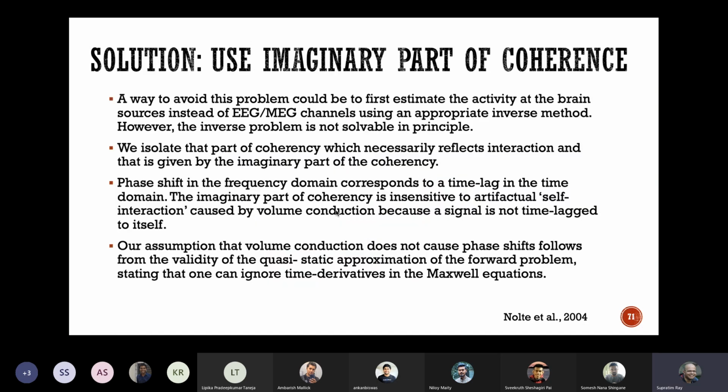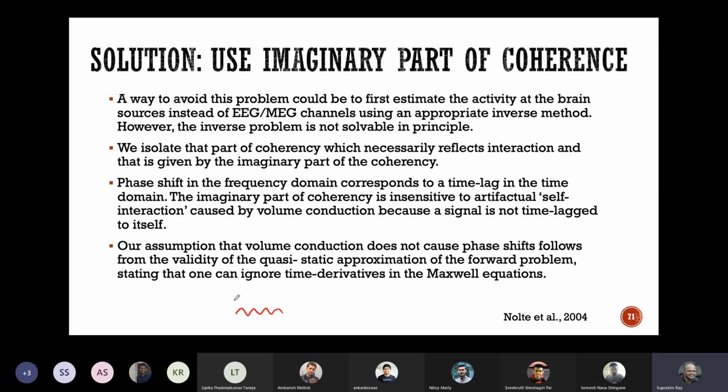So one solution that's given by Nolte is very straightforward, and that is that if you look at volume conduction, in which different electrodes pick up the activity of the same source, then the phase difference ought to be 0 between them. The signals, if I pick up from two different electrodes that are nearby, have to be exactly the same.